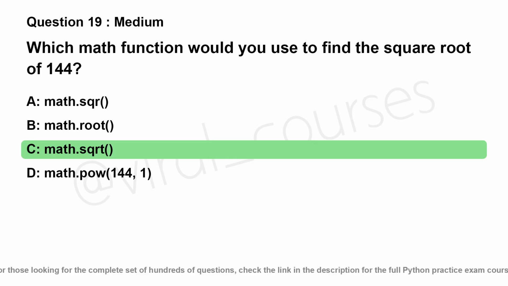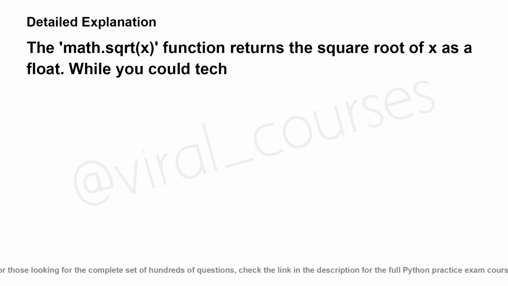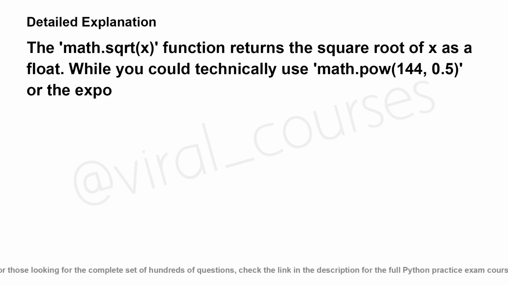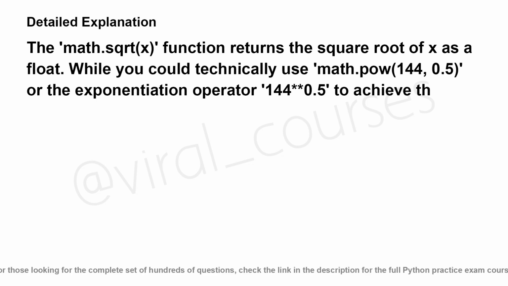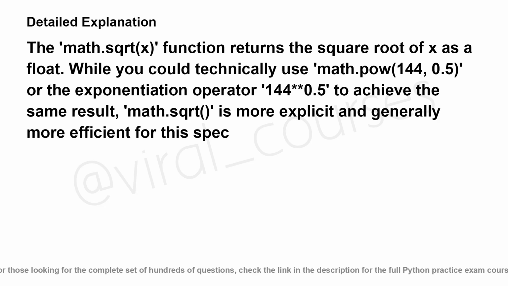The correct answer is C. The math.sqrt(x) function returns the square root of x as a float, while you could technically use math.pow(144, 0.5) or the exponentiation operator 144 ** 0.5 to achieve the same result. math.sqrt is more explicit and generally more efficient for this specific calculation.